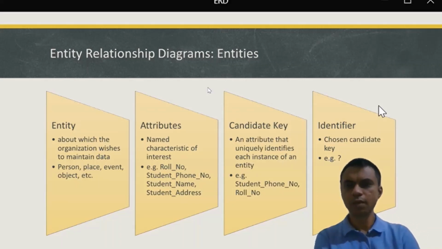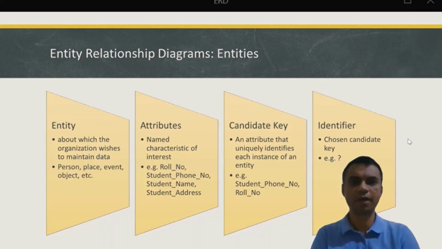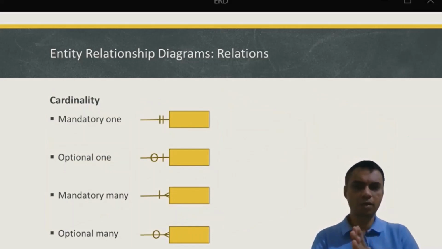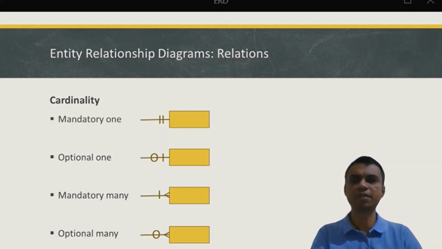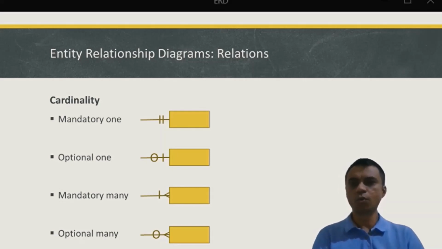Next, we'll try to understand what are the different relationships between entities that are possible. We'll understand them using two types of relationships. One is the cardinality and the other is the degree of relationship. So cardinality, there are these four cardinalities. We'll understand each one through an example.